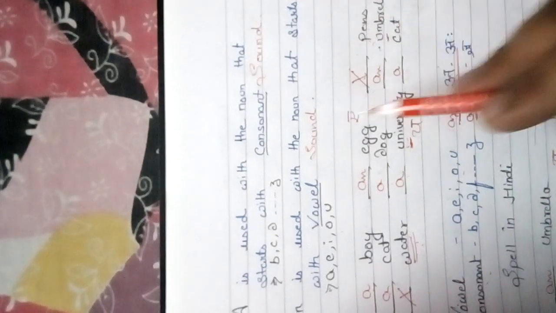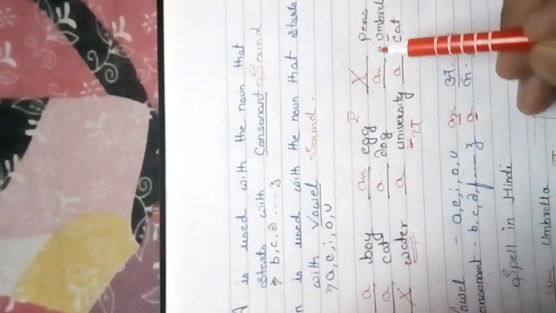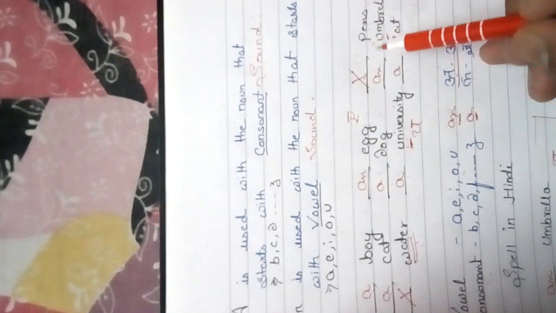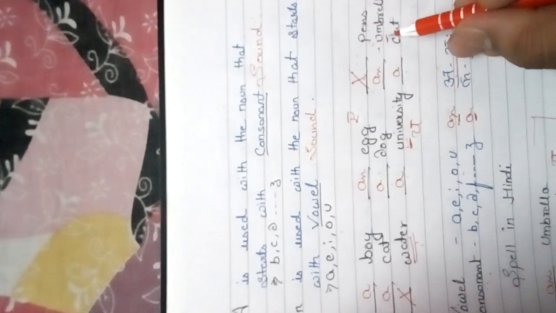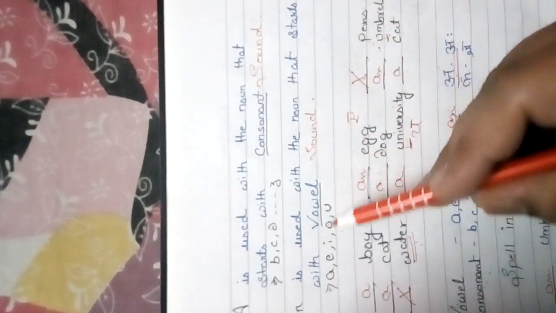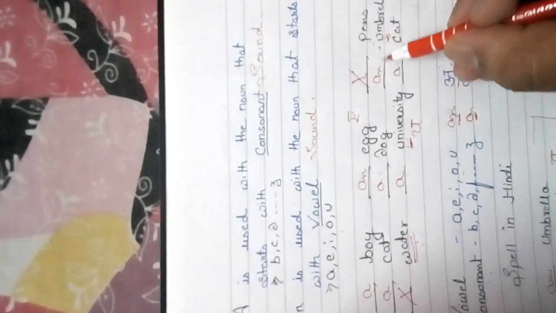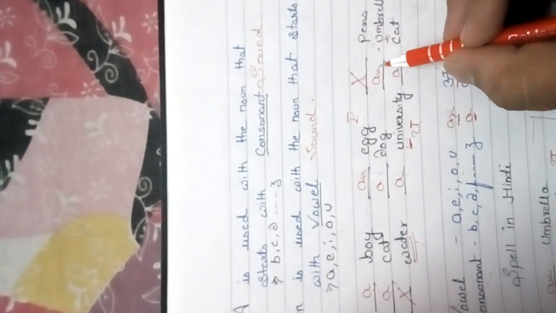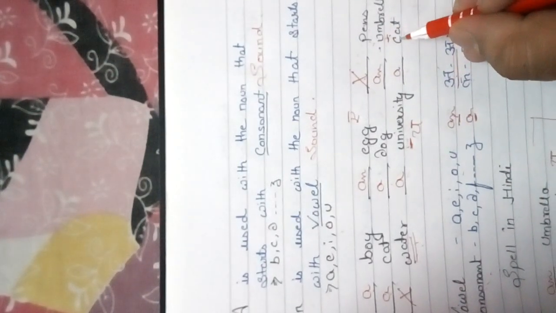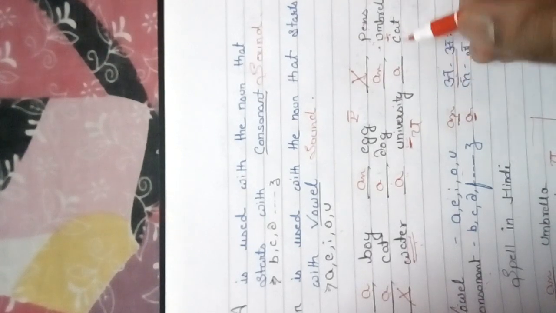Because in the last class, we studied that we have to use A or an with only a singular countable noun. With umbrella we have used an. Yes, in spite of starting with U, here we have used an. Here we have used A and here we have used an. I will tell you later why we have used an here. And with cat we have used A.